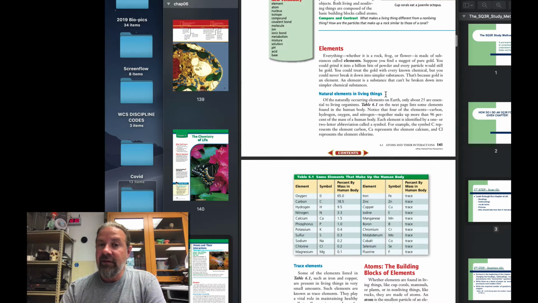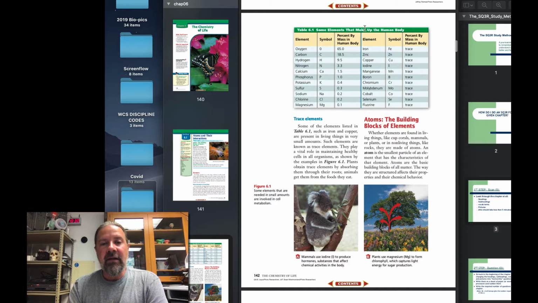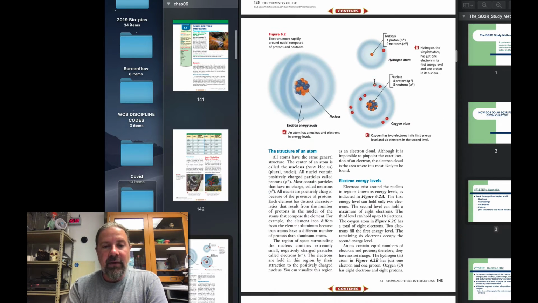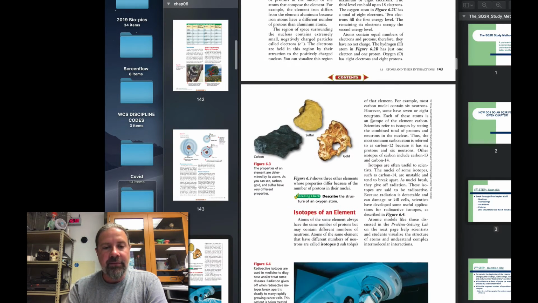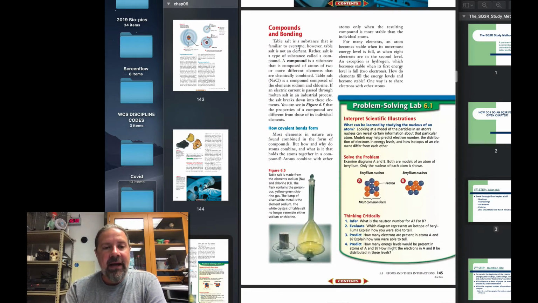Natural elements in living things in blue. Here's a table of some elements that make up the human body. Here are trace elements. Atoms, the building blocks of elements. There's the word atom again. Here's some diagrams of atoms. The structure of an atom. Electron energy levels there in blue. Isotopes of an element. Compounds and bonding.